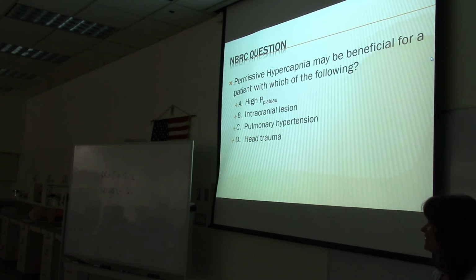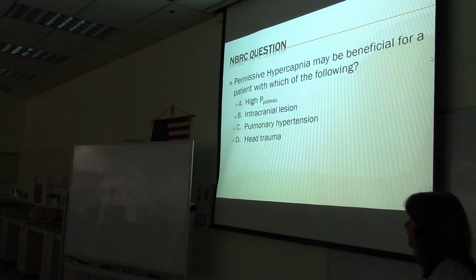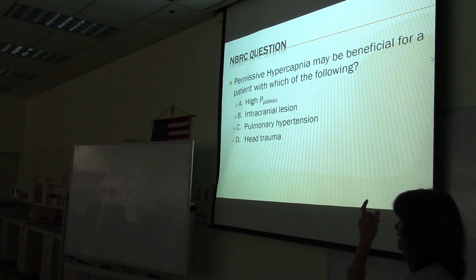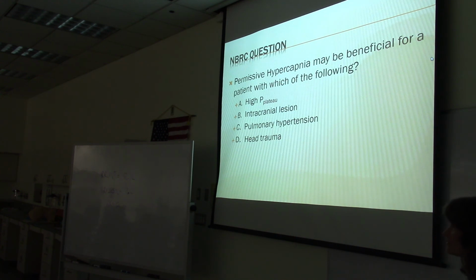I need a refresher, because I thought high CO2s dilate the vessels in the brain, or do they constrict them? It dilates the vessels in the brain. It's the opposite. Whatever it does to the pulmonary vessels, it does opposite in the brain. So it dilates the vessels in the brain. Is that better for trauma? No, because then you get a lot of bleeding and edema. Oh, so you get edema. Oh, okay.